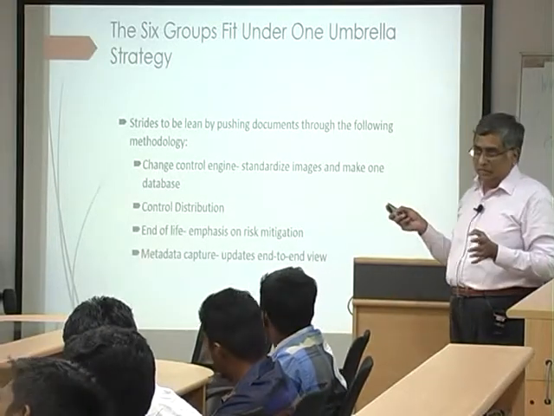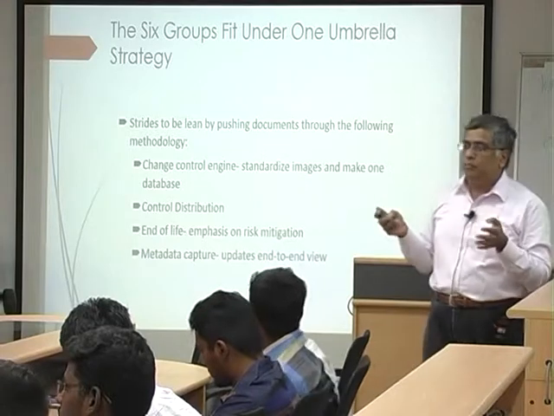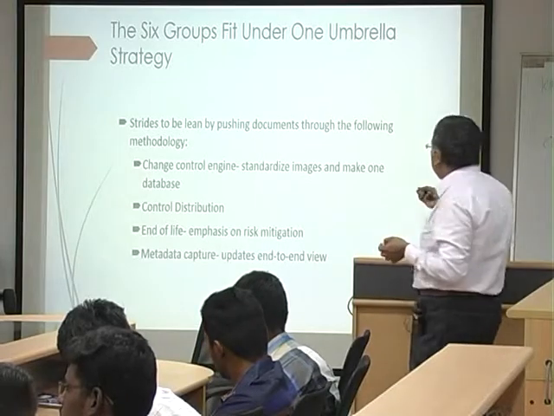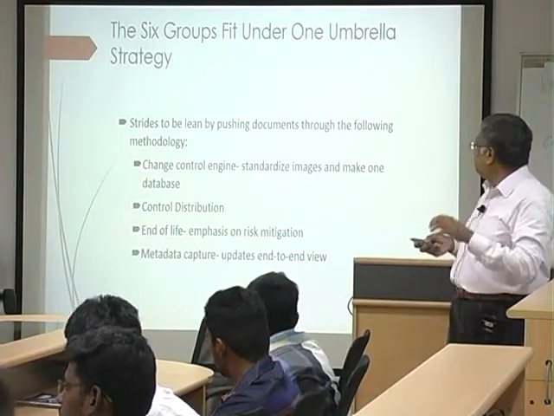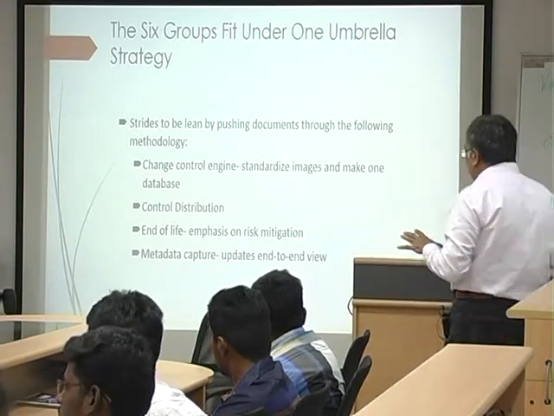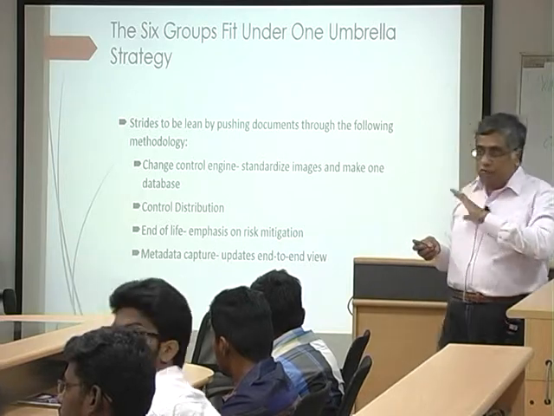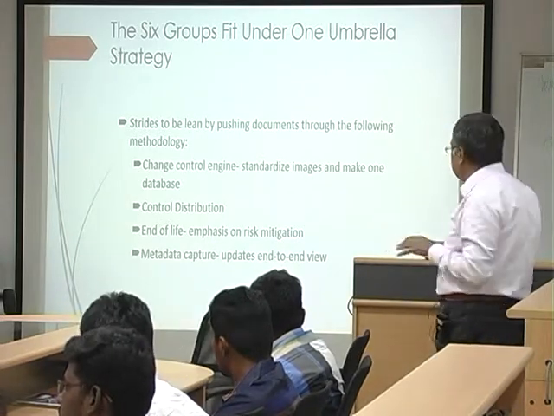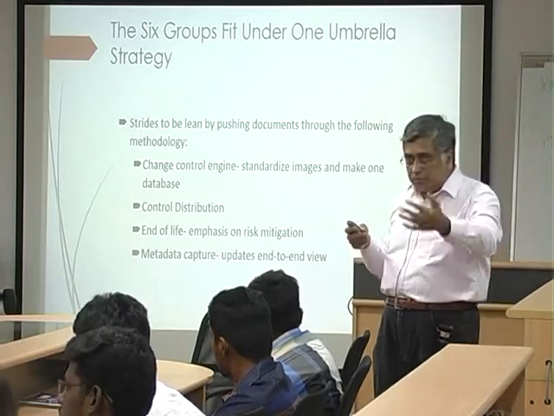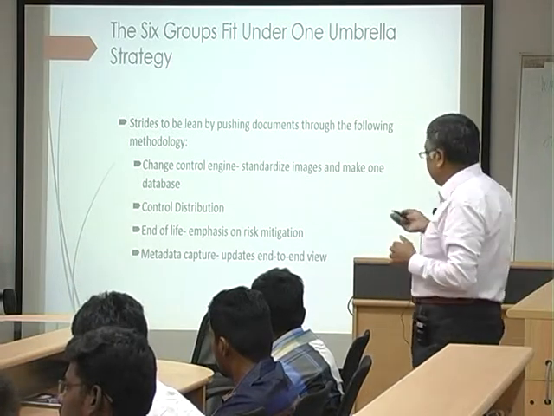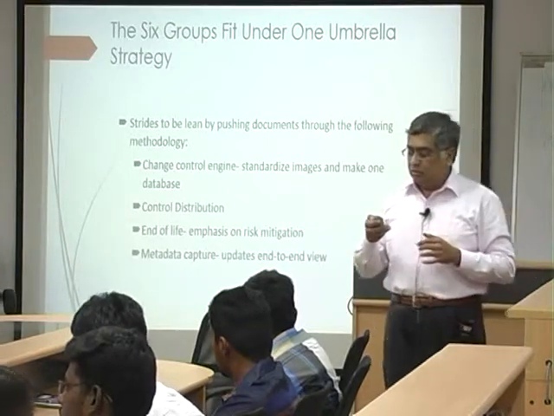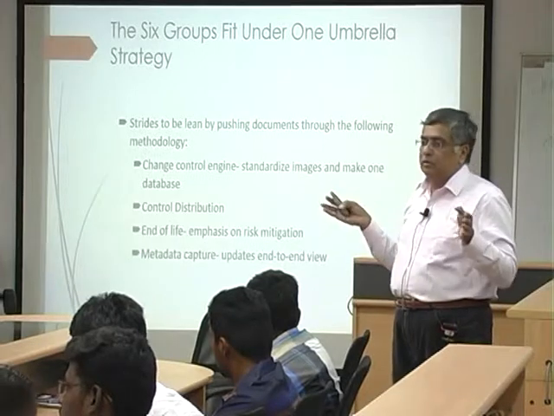They wanted to be lean. Okay, but lean we have studied only from a product point of view. What is lean for document management? That's what we'll see in this case. So they wanted a change control engine which would standardize all the images and make one database for this image library. It will control the distribution of jobs. Okay, who goes first, who goes next, and so on. And it will also take a look at end of life, what's happening. And if I commit to something now, I am obviously incurring a risk, so I want to mitigate that particular risk. And then metadata capture, updates to their software, and doing an end-to-end view.